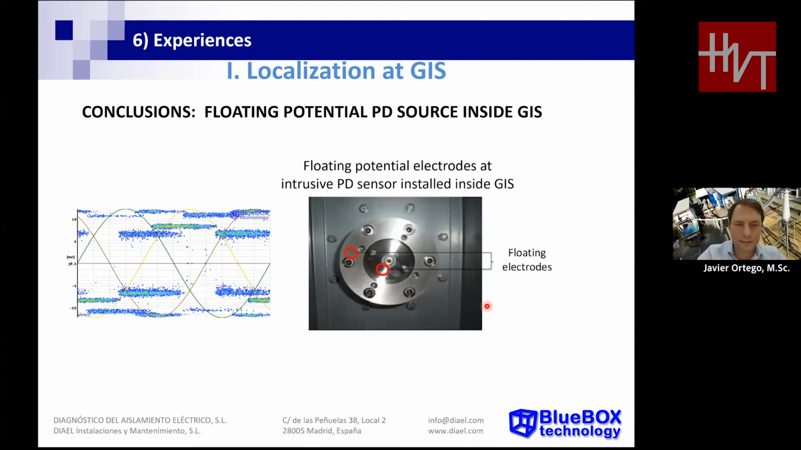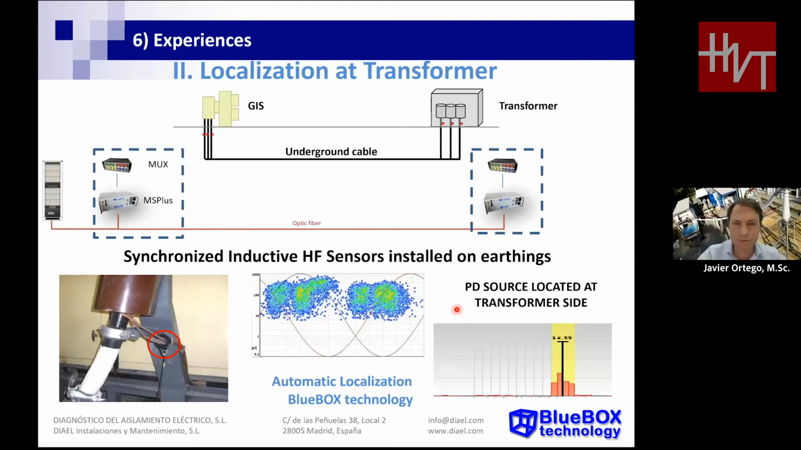The next example is an installation where we are monitoring a GIS and a transformer in the substation. We are monitoring with two measuring instruments. One is at the position of the GIS multiplexer, and another one is a multiplexer for the transformers, connected by optical fiber. And we identify several PDs located at the position of the transformer.